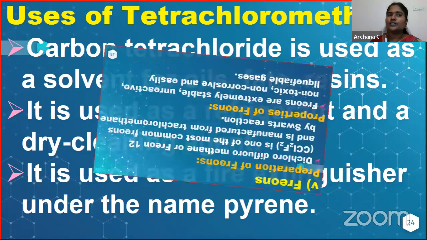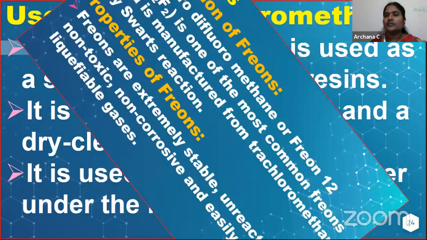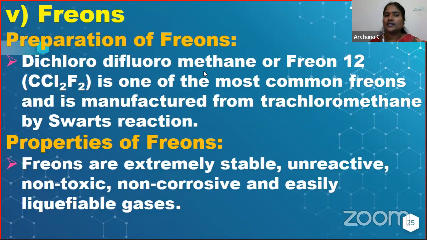Next polyhalogen compounds are Freons. Nowadays we are hearing about Freons. What happens whenever a large number of Freons are released into the atmosphere? Depletion of the ozone layer takes place. This is the main reason for the depletion of the ozone layer. So let us see how they are prepared. Preparation of the Freons.